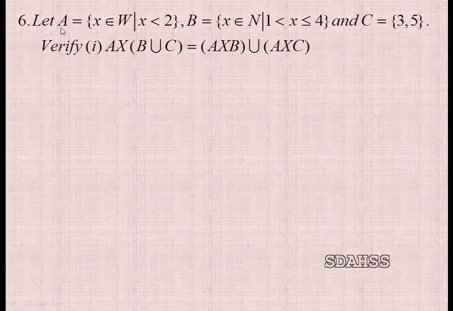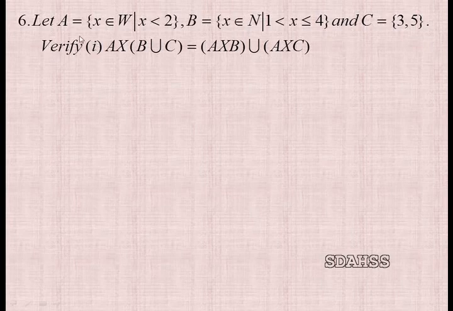Sixth sum. Let A is equal to the set of all x belongs to W such that x less than 2, B is equal to the set of all x belongs to N such that 1 less than x less than or equal to 4, and C is equal to {3, 5}. Verify A cross (B union C) is equal to (A cross B) union (A cross C).